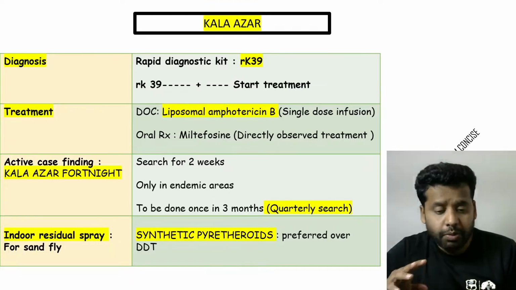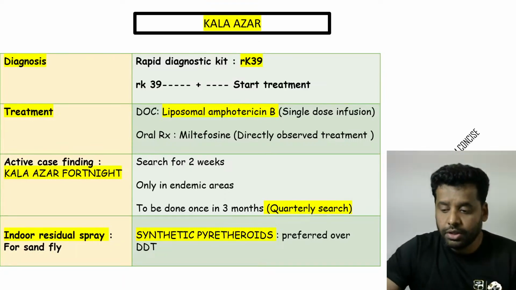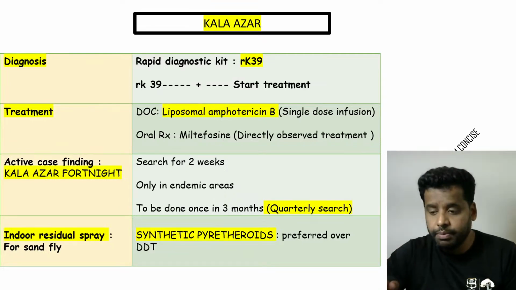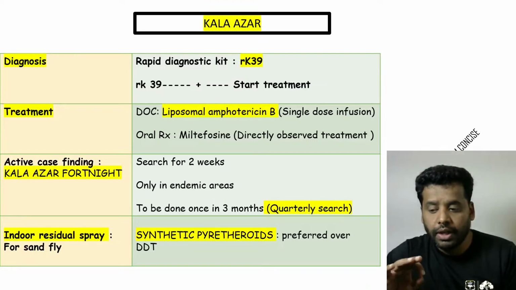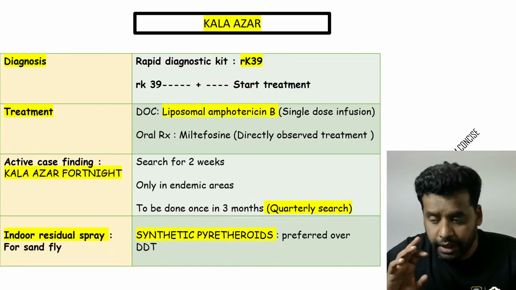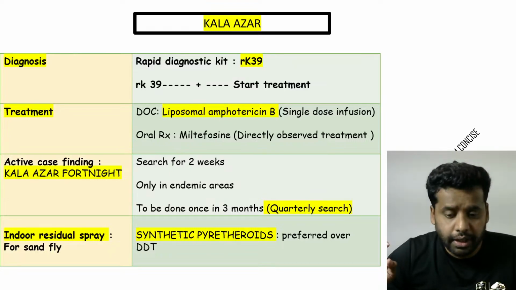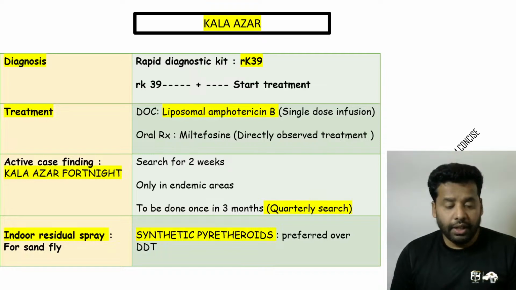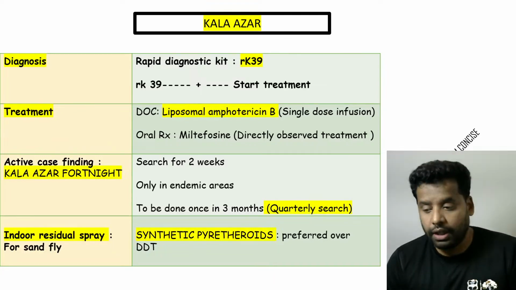The patient is not responding to treatment. When you start malaria treatment, the patient does not show any response. So the question was very simple: fever, anemia, hepatosplenomegaly, not responding to antimalarials. What disease do we need to rule out? What is your answer? Yes, we need to rule out Kala Azar.